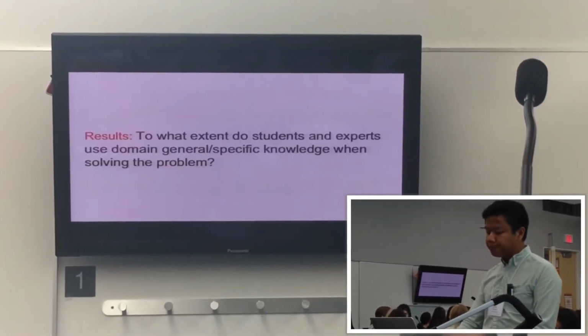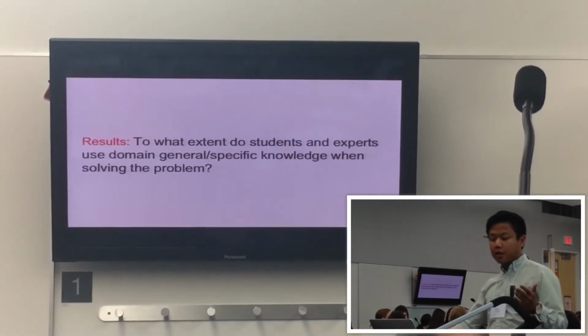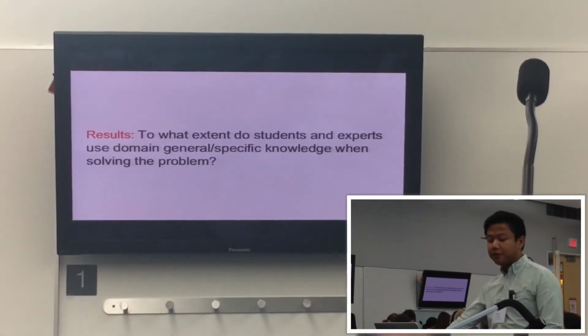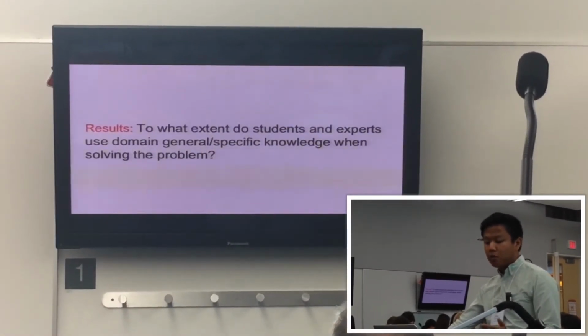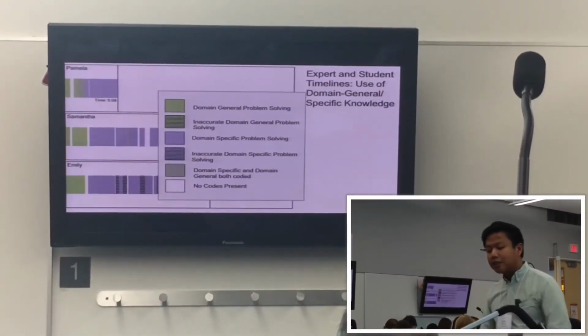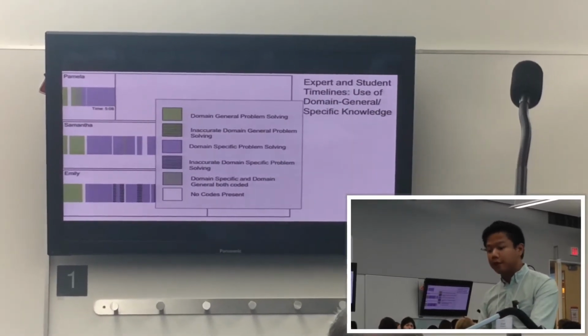And the final outcome were codes that were categorized into our categories: procedural, declarative, and conditional knowledge types. Now, for some results. To answer the question, to what extent do students and experts use domain general and specific knowledge when solving the problem, we use the codes to create timelines. And our timelines show how experts and students solve a problem from start to finish.